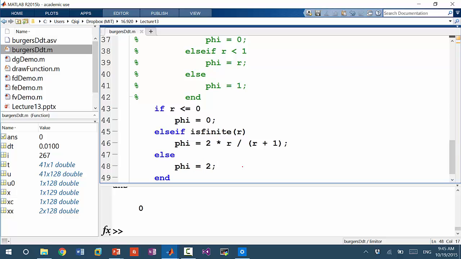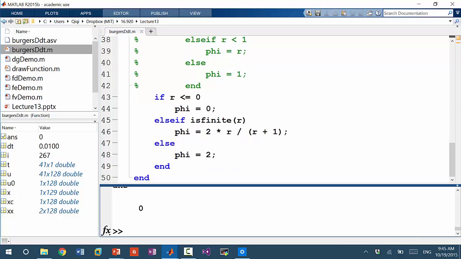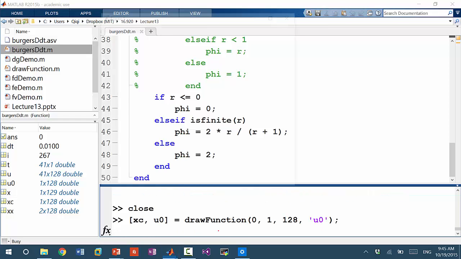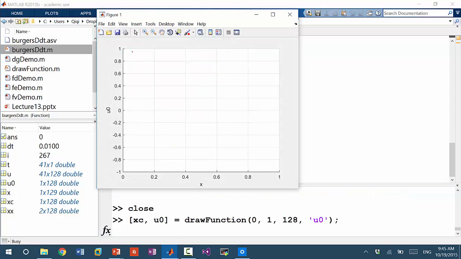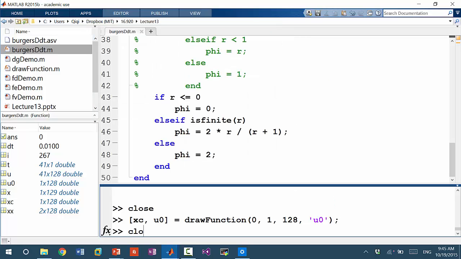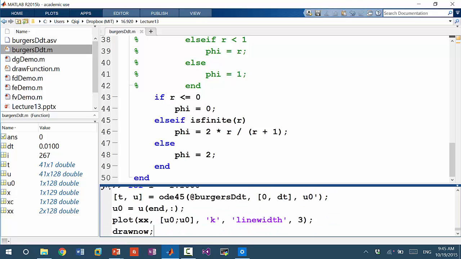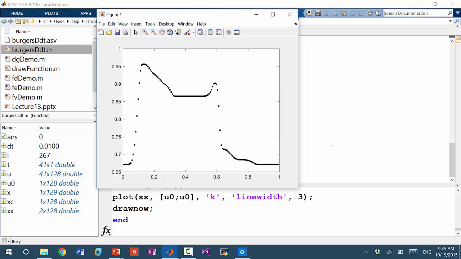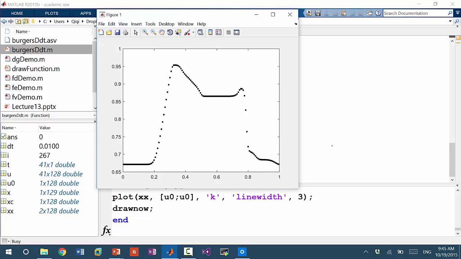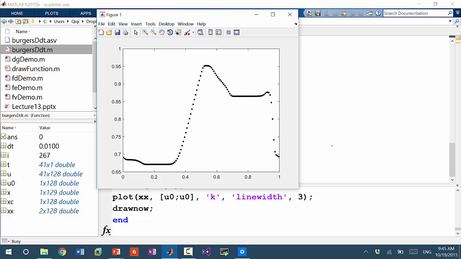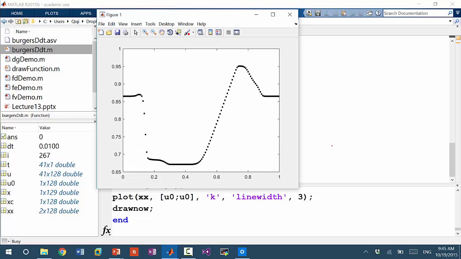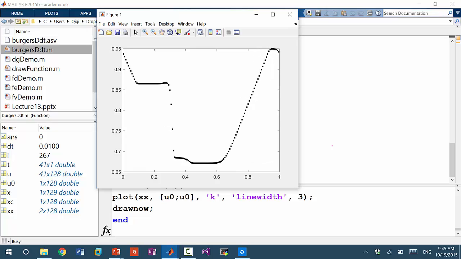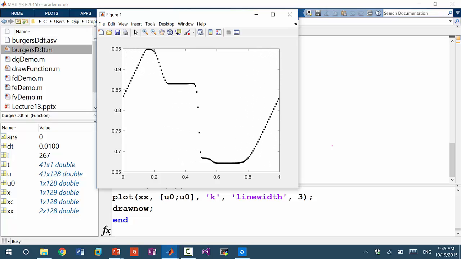All right. Once that is fine, I can perform another simulation. Let me draw another function again. Now again, we see the behavior of total variation diminishing in the solution. So we are not creating any new extrema, any new maximum or minimum.